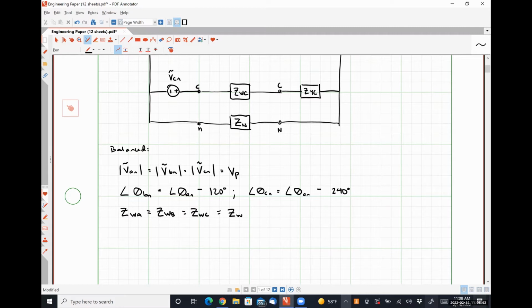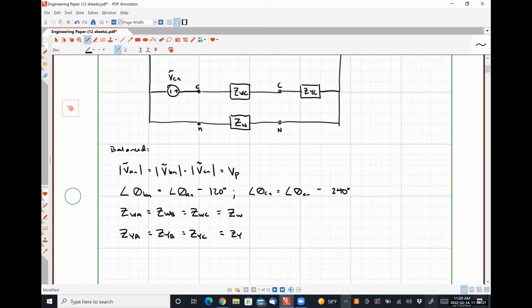Finally, on the load side, for us to have balance, we must have the quantities ZYA, ZYB, and ZYC equal, which I will represent as just a single Z1. So under these four constraints, we have a balanced YY system. Let's talk about what that means and what that entails by looking at our line currents.